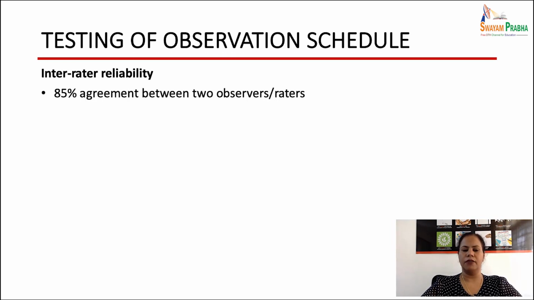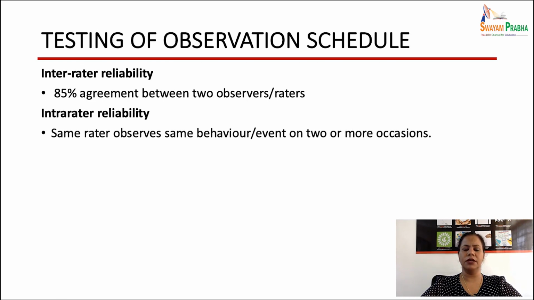If you have a checklist, one person can observe and another person can observe, and they can document their findings independently, and after that we can assess the agreement. Another thing is intra-rater reliability, which is used when the same rater is observing. The same person can observe on two or more occasions, and then we can assess whether on both occasions he was able to observe in the same way or not.